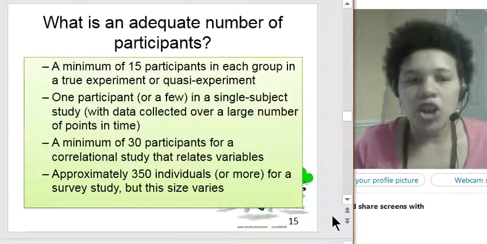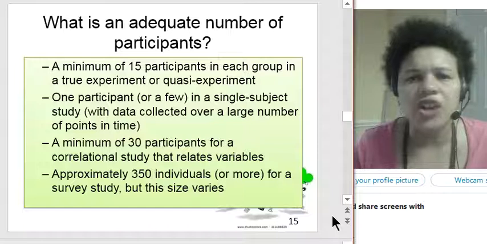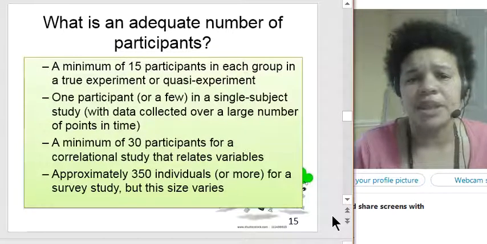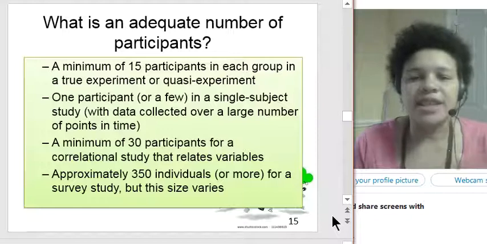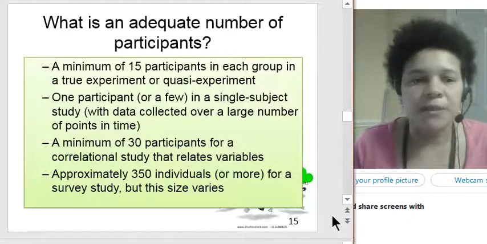If we're reading an article that's a true experiment or a quasi experiment, we might expect a minimum of about 15 participants in each group. Now this really varies. I've seen certain psych articles that were extremely well done, and maybe they only had 10 participants in each group. It varies, but we might be looking for a minimum of 15 participants in each group, just in general.